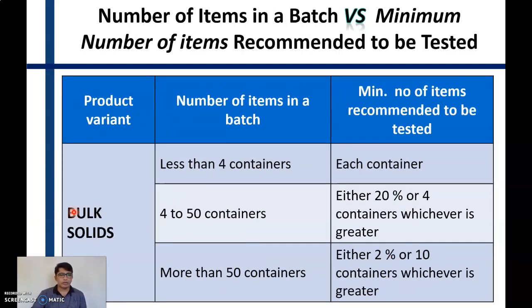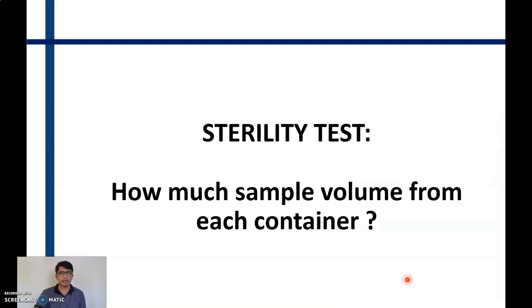Now for the bulk solids like parenteral dry solids, if the number of containers per batch is less than 4, we have to take each container for sterility testing. If 4 to 50 containers, we have to take either 20% or 4 containers, whichever is greater. And if it is more than 50 containers, we have to take either 2% or 10 containers, whichever is greater.